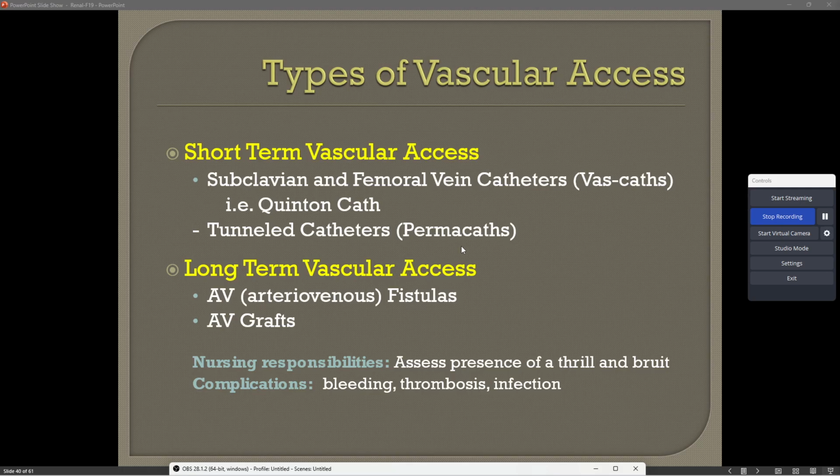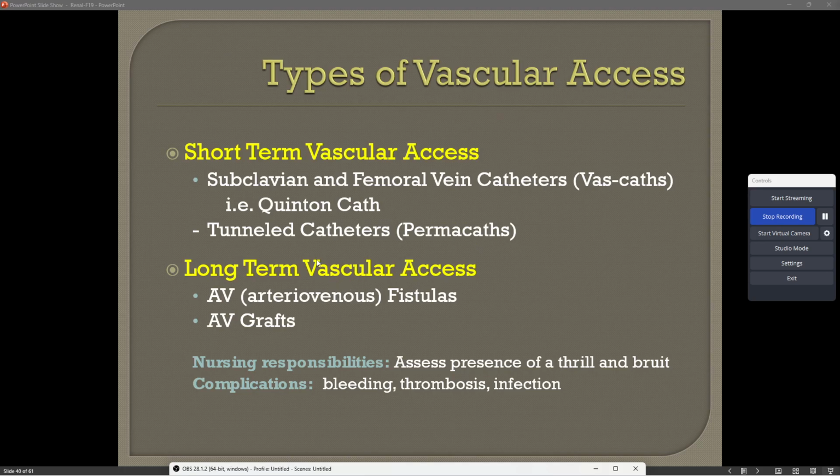Our tunnel cath, our permacath, our Quinton cath, Ash cath, and large bore double lumen catheter. Okay, there is a difference. Long-term vascular access. This is where we have our AV fistulas and AV grafts. I will show you those shortly.